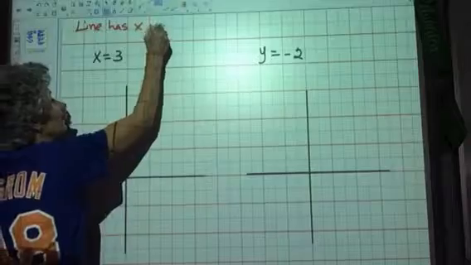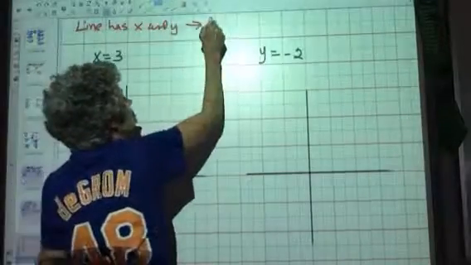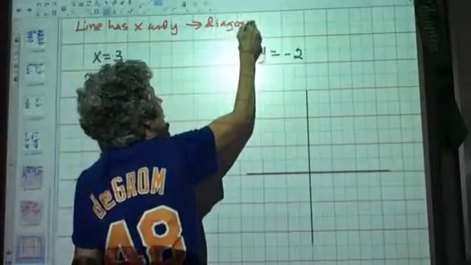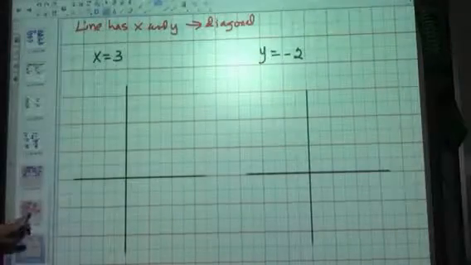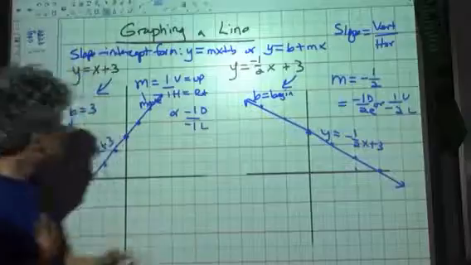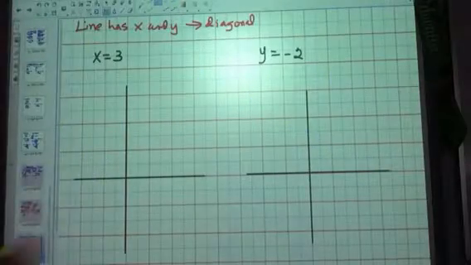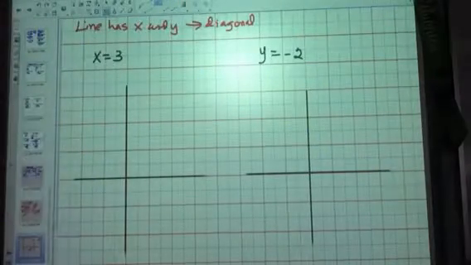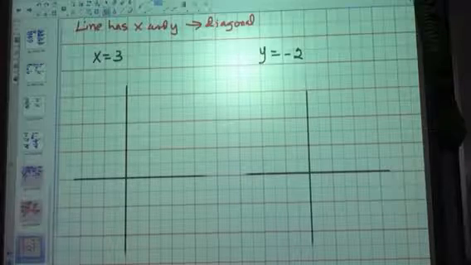So if the line has x and y, that means it's diagonal. It could have positive slope like these two. It could have negative slope. This one has negative slope. But if it doesn't have an x and a y, then it's either horizontal or vertical.